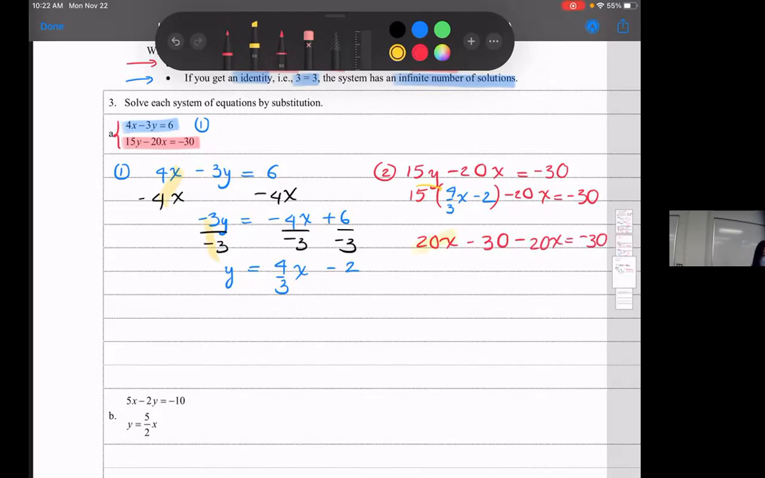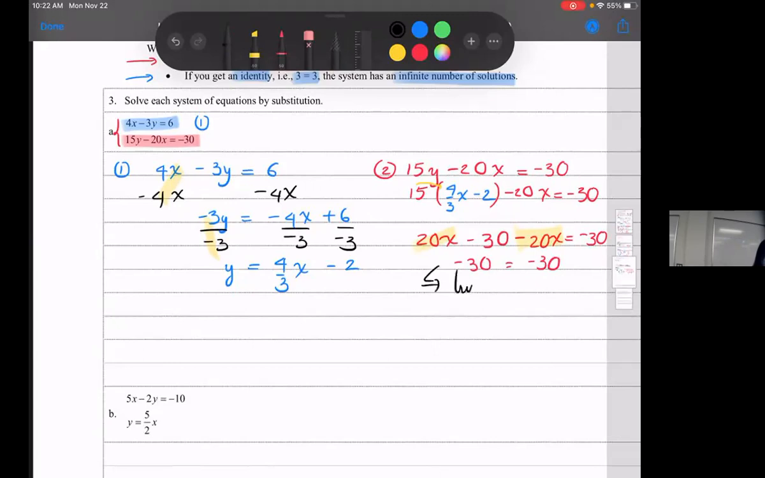Is 20x and negative 20x cancel? Yeah. So I have negative 30 equal negative 30. If it bothers you, you can add 30 to both sides to make it 0 equals 0. Well, I'm going to stop here. I think it's sufficient enough, right? This is what? True or false?